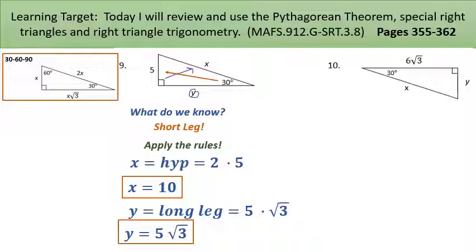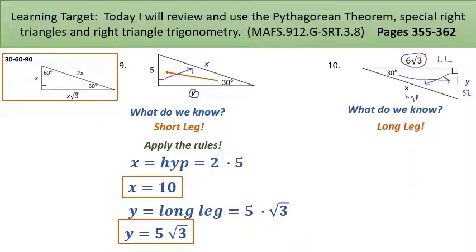All right, look at number 10. First question we ask, what do we know? We know that the side across from the 30-degree angle is y. So there's our short leg. I'm going to abbreviate here, SL, for short leg, which means that the 6 square root of 3 here, that's our LL, our long leg, because c has to be our hypotenuse.